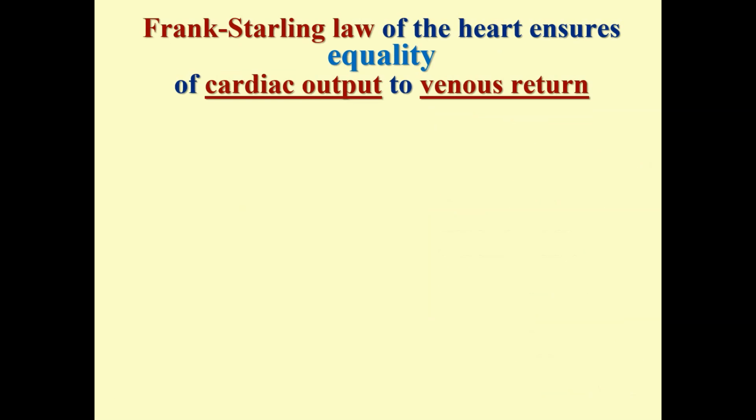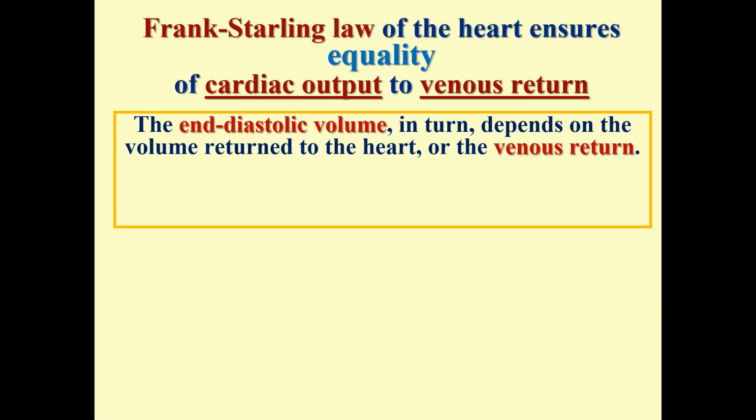And what is the significance of the Frank-Starling law? You see, it ensures the equality of cardiac output to incoming volume of blood, venous return. Look how we can prove it. The end diastolic volume that determines the force of contractions of the heart depends on how much blood comes back from veins into the heart.